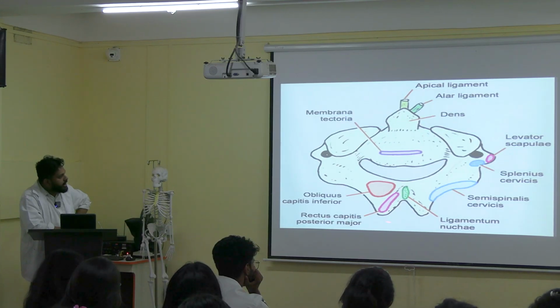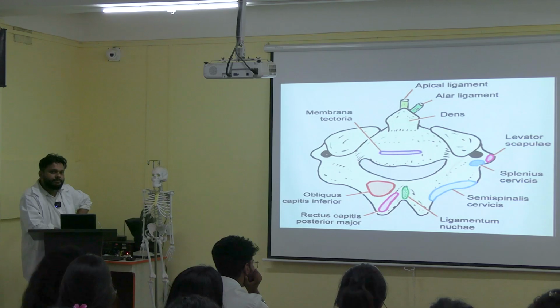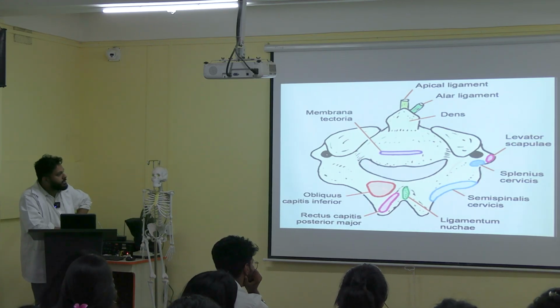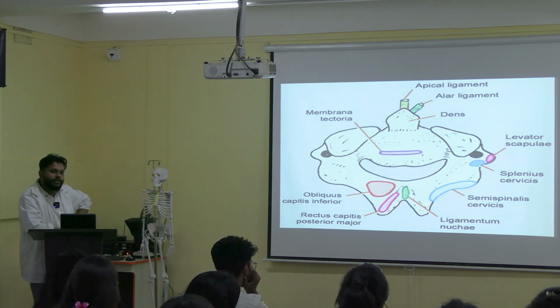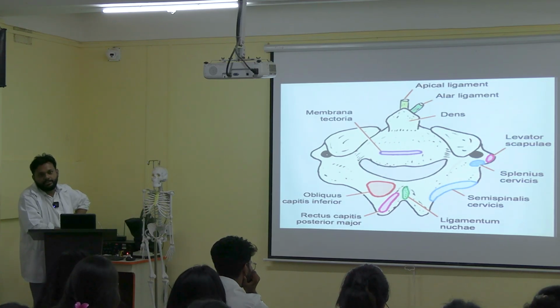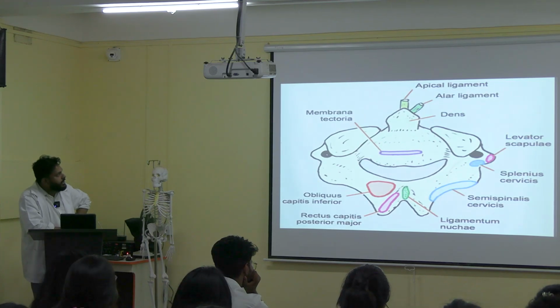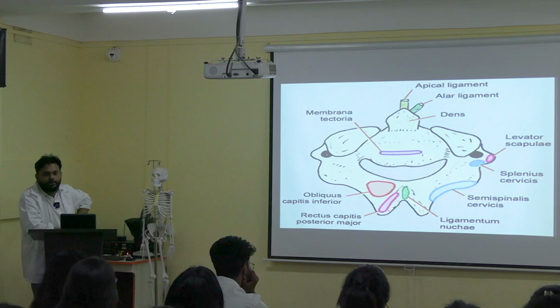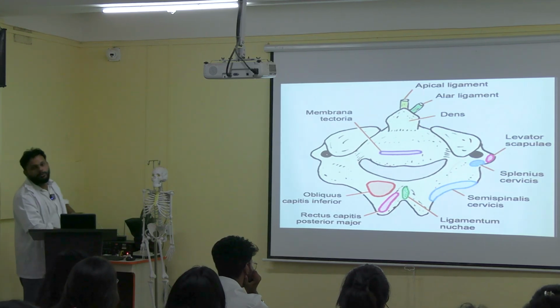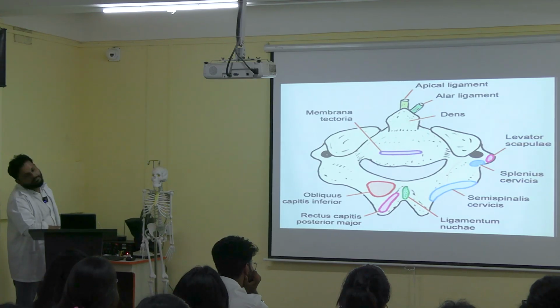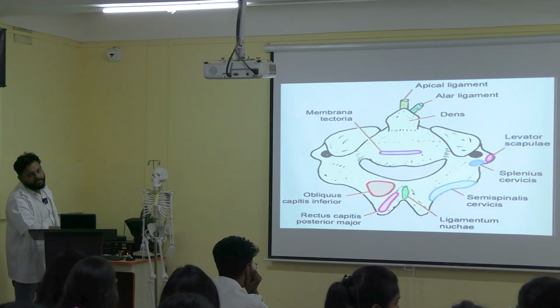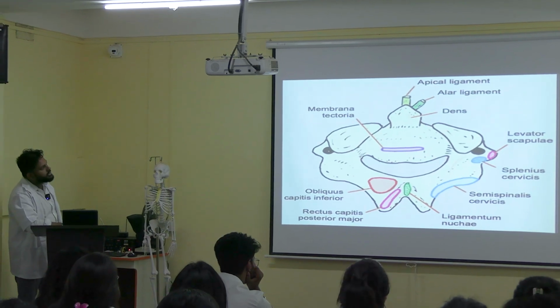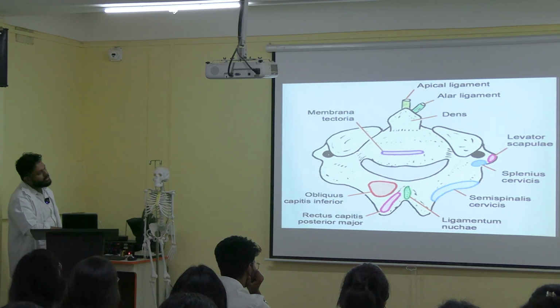Now, adjacent to the spine, what are the structures? This one is ligamentum nuchae, and then this one is obliquus capitis inferior, and this one is rectus capitis posterior major. And if this is the body, in the posterior aspect of the body, what is this structure? This is also known as membrana tectoria. Membrana tectoria.